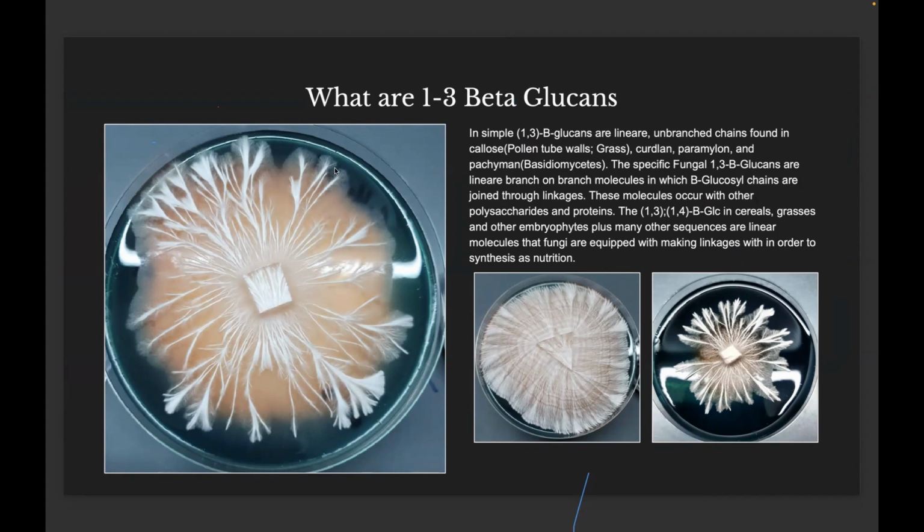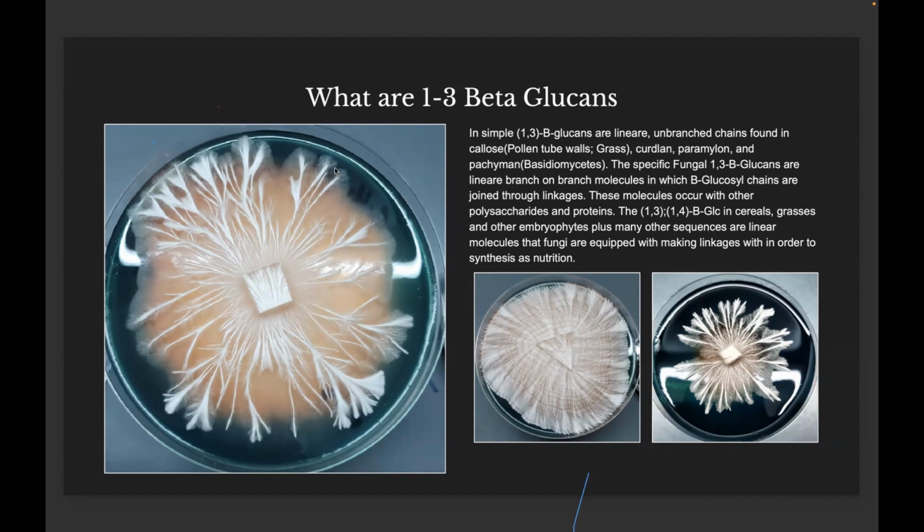All right. So, what are 1,3 beta glucans? B glucans, B stands for beta. These are polysaccharides. Again, it's a common polysaccharide. I'm just going to keep repeating these terms, guys, because it's stuff that I want to stick. I want you guys to take away and be like, I was learning about polysaccharides. So 1,3 beta glucans are linear, unbranched chains in callose. Callose is a type of 1,3 beta glucan or polysaccharide, and the callose is found in pollen tube walls, grasses, grains, curdlan, paramylon, and pachyman.